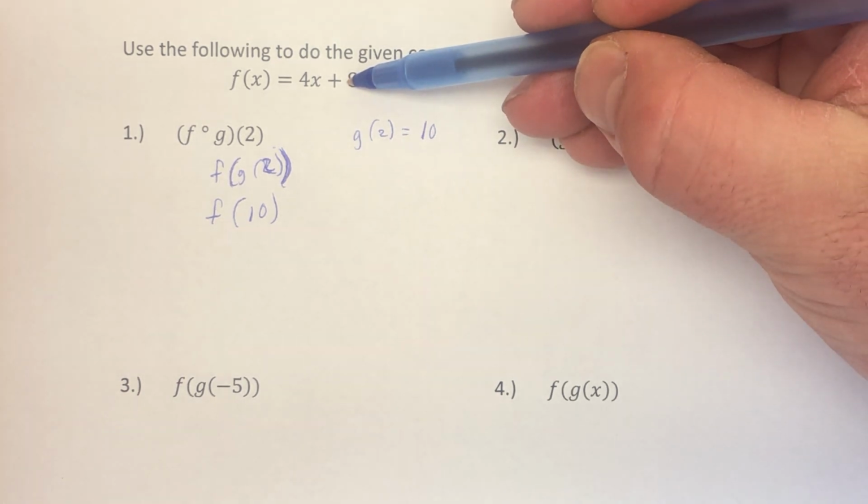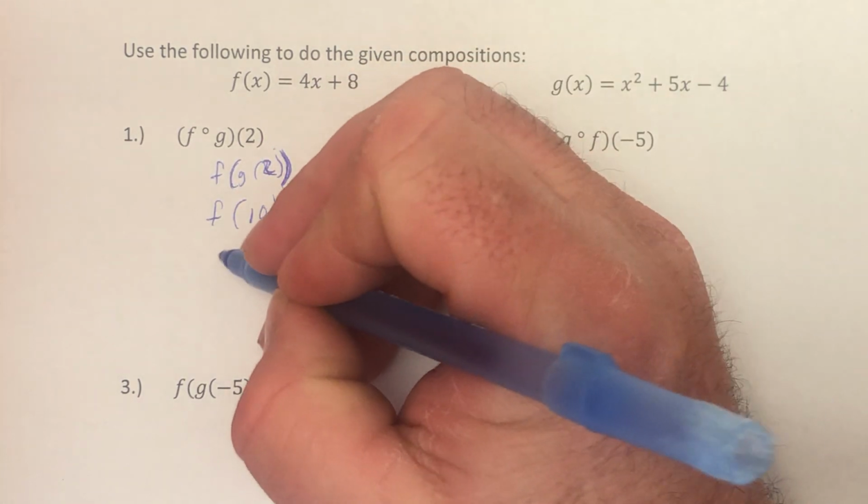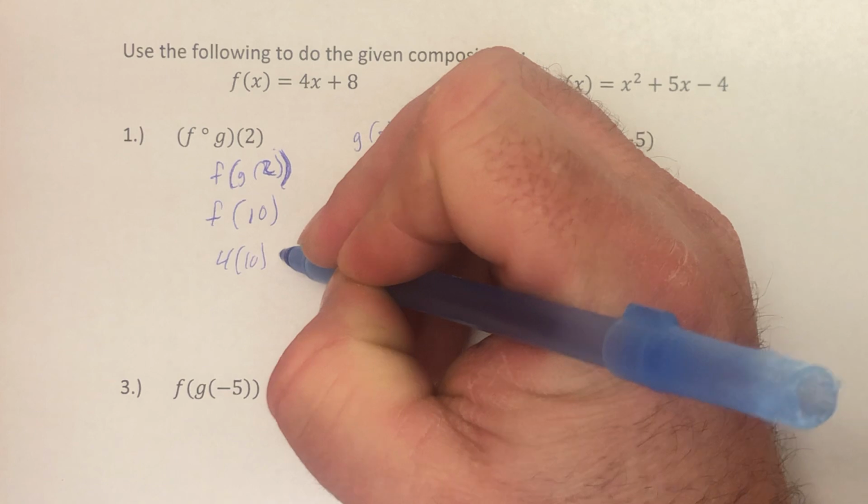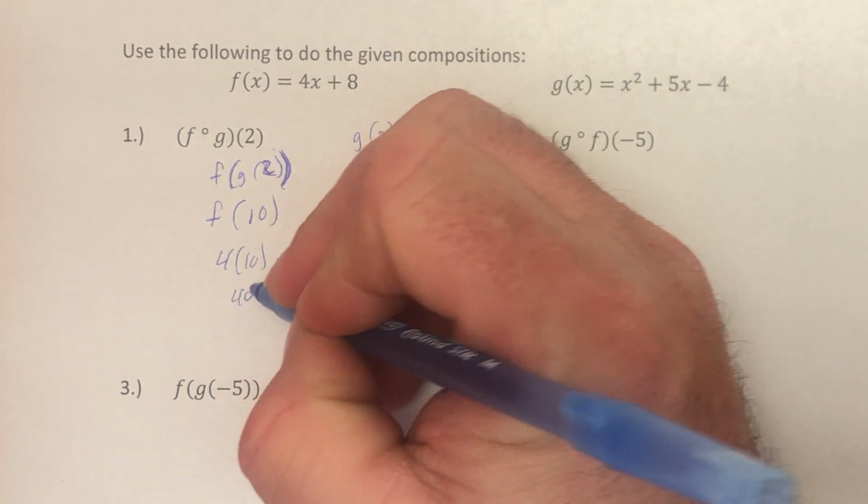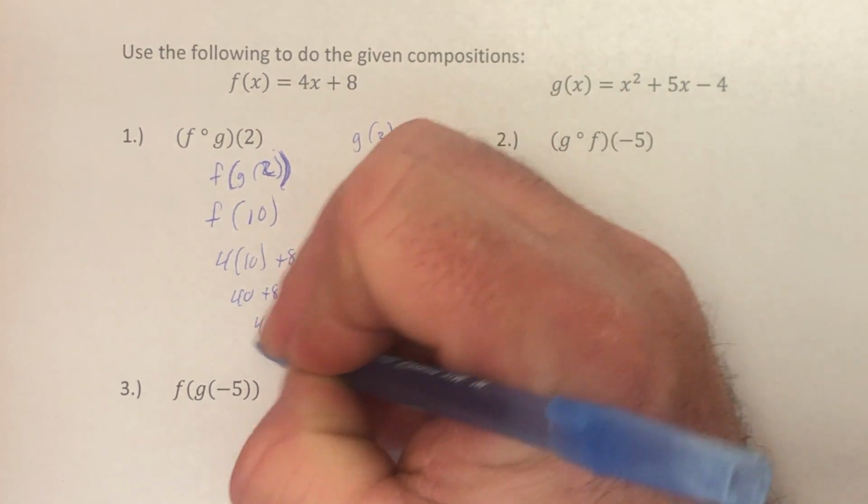So now I go to f's function, replace x with 10. So I get 4 times 10 plus 8. So that's 40 plus 8, or 48.